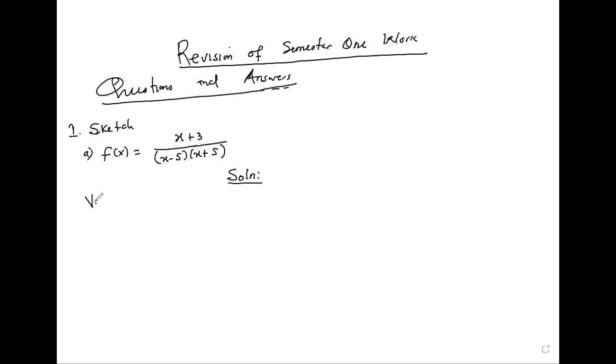We start by finding the vertical asymptote by equating x minus 5, x plus 5 to 0, so that we get x is equal to 5 and x is equal to negative 5. So these are the vertical asymptotes.